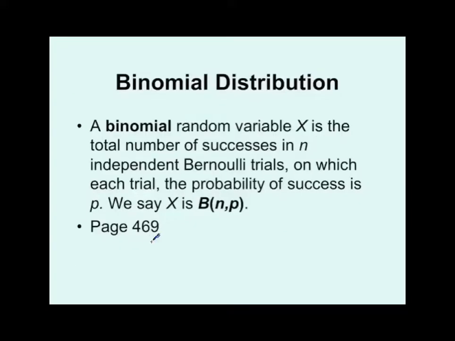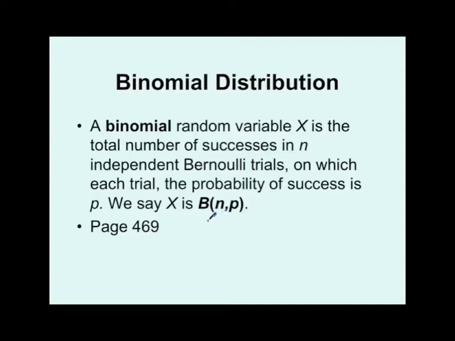And let's talk about what we're doing here. The big thing we want to get with all this business of combinations and probabilities of success and Bernoulli trials is what's referred to as the binomial probability distribution, or the binomial distribution. Very important probability distribution. It's a discrete distribution, and it's used a lot in the real world. A binomial random variable is the total number of successes in n independent Bernoulli trials, on which each trial the probability of success is p.